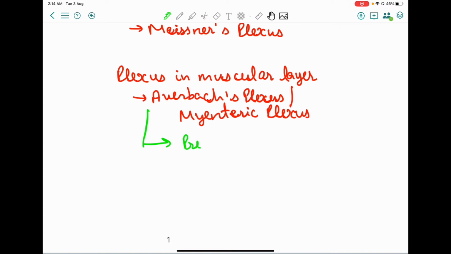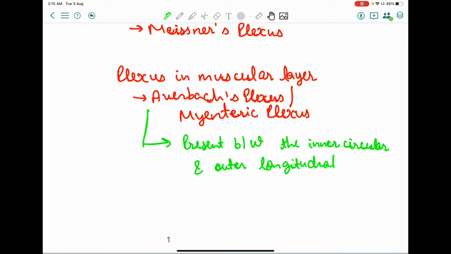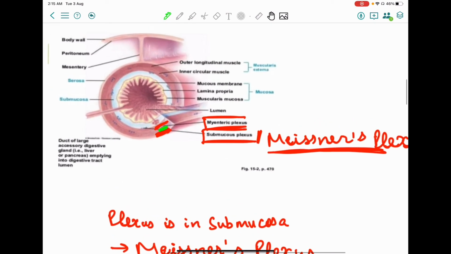These are always present between the inner circular layer and the outer longitudinal layer. As you can see here, the inner part, which I have marked in red, is the inner circular layer, and the outer part is the outer longitudinal layer.